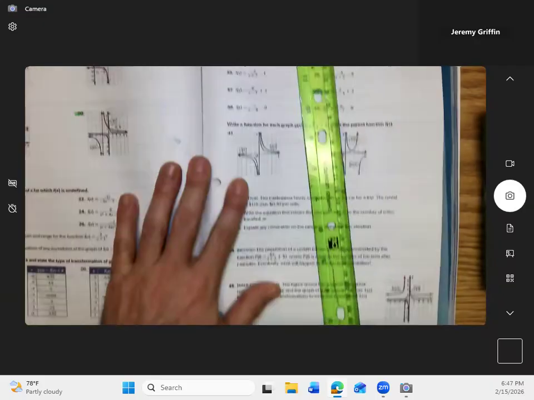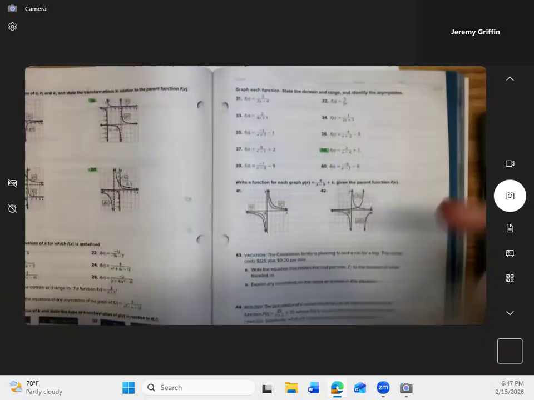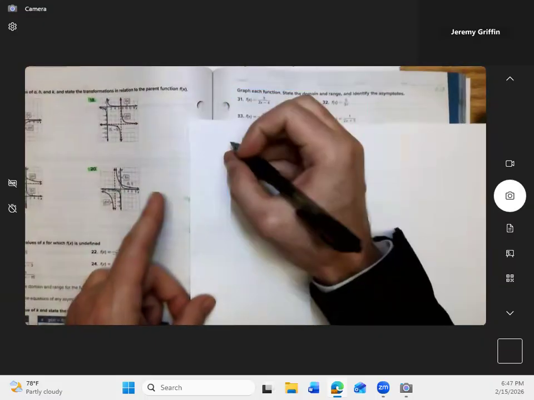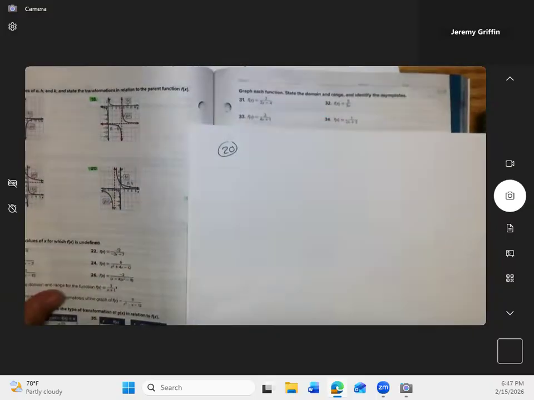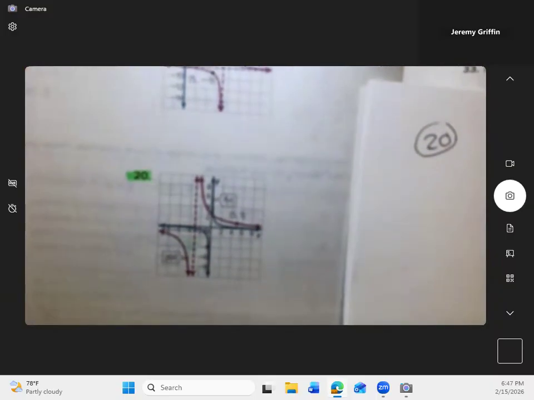All right, let's do some transformations here. Let's at least do this one, number 20. This looks exciting here. Let me pull this up closer to the screen.